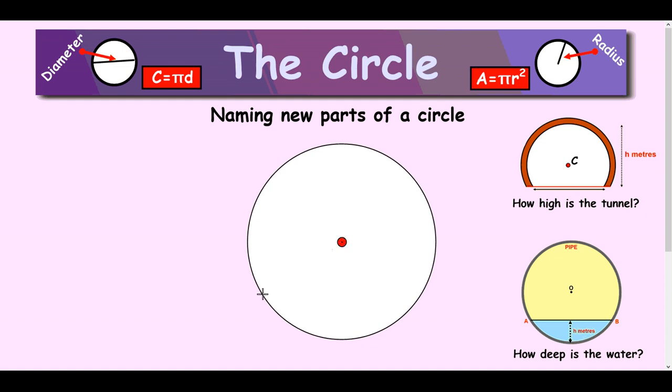This line here, going across in both of these, cuts off the circle and is also the top of the water. This is called a chord. A chord is a line that goes from one side of the circle to the other side, but it doesn't go through the center, because that would be called a diameter. So this is actually called a chord.